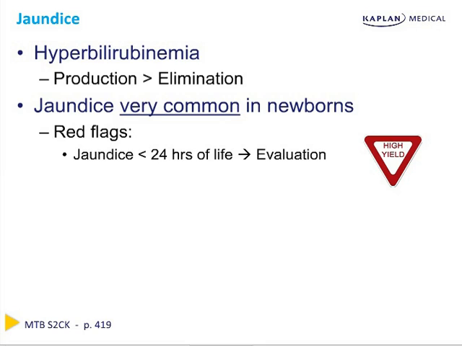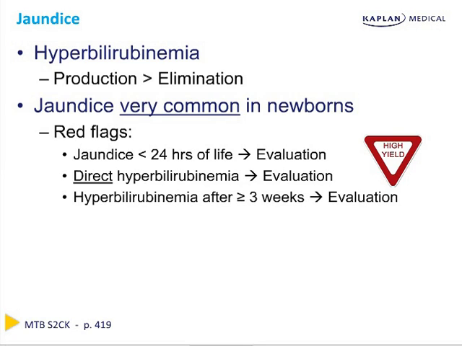Any jaundice of any type that occurs in the first day of life, whether it be direct or indirect, warrants an evaluation. Anytime the jaundice is a direct hyperbilirubinemia, that warrants an immediate evaluation, and that's regardless of age. So we have one which is regardless of type if it's within the first day. We have one that's regardless of age if it's a direct. And the third tenet is any hyperbilirubinemia that's basically occurring in someone after the first 3 weeks of life is going to require some evaluation.